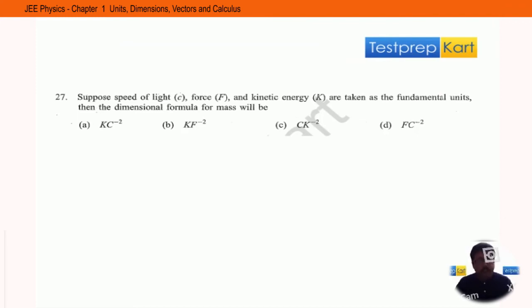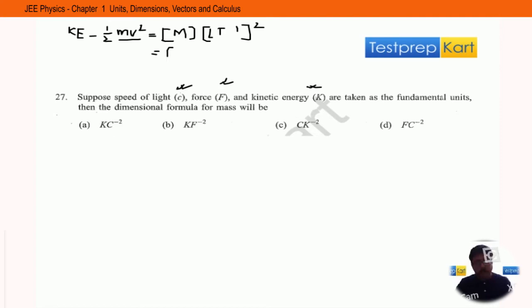Now, suppose the speed of light is c, force is F, and kinetic energy is K, taken as fundamental units. Then the dimension formula for mass will be? Kinetic energy means half m v square. We need to take this portion only. So the dimension would be M, and v square means L T to the power negative 1, squared. It means L square T to the power minus 2.